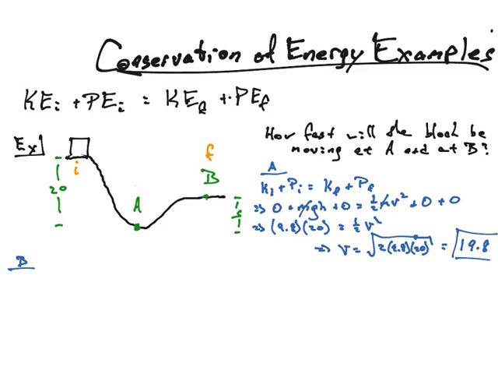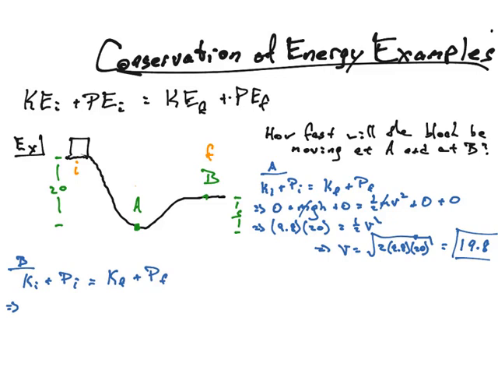I was at the top of the hill. Who cares about what happens in the middle? I end up at location B. So that's what I'm going to do. So, same equation. Oops, let me use blue. Kinetic initial plus potential initial is kinetic final plus potential final.